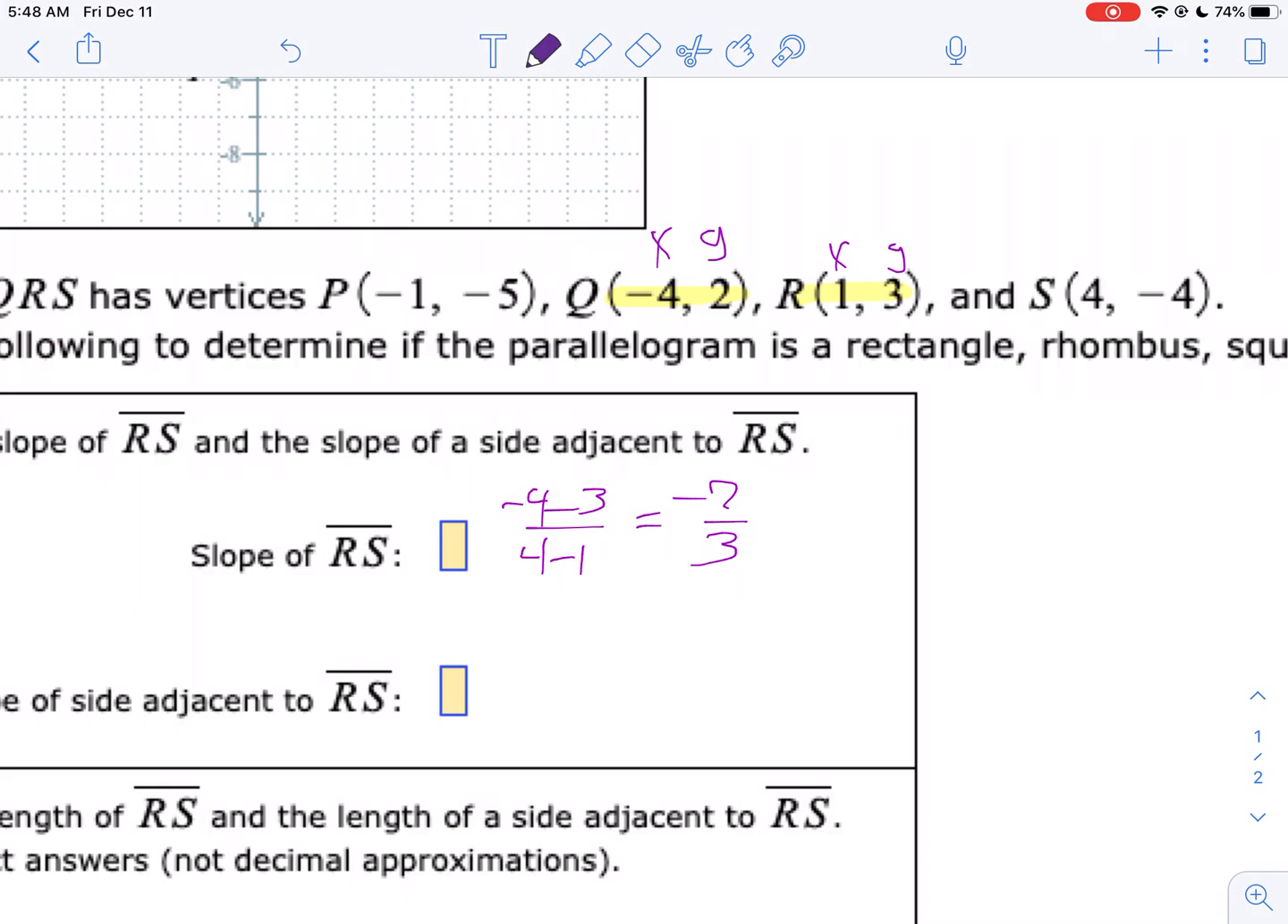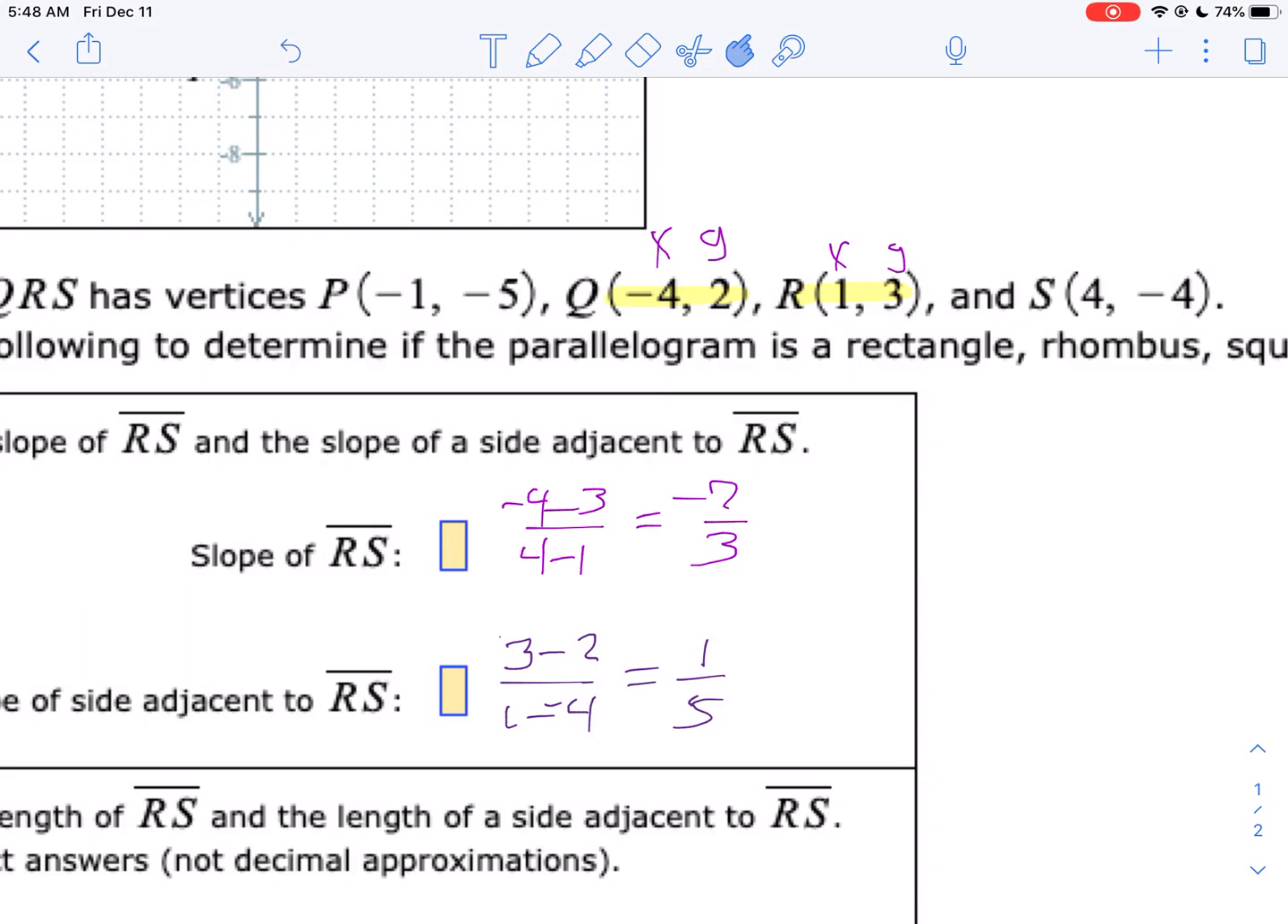So we're going to go 3 minus 2, subtract the y's, over 1 minus a negative 4. 3 minus 2 is 1. 1 plus 4 is 5. So you have negative 7/3 and 1/5. Notice they are not negative reciprocals.